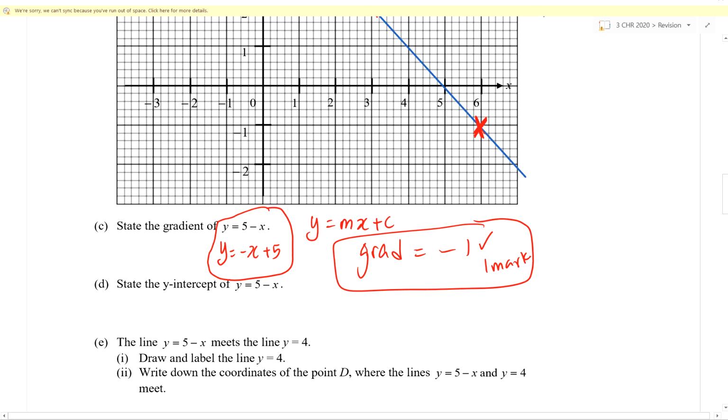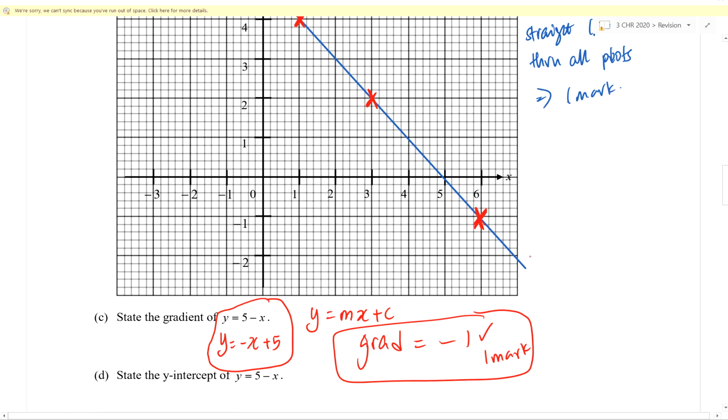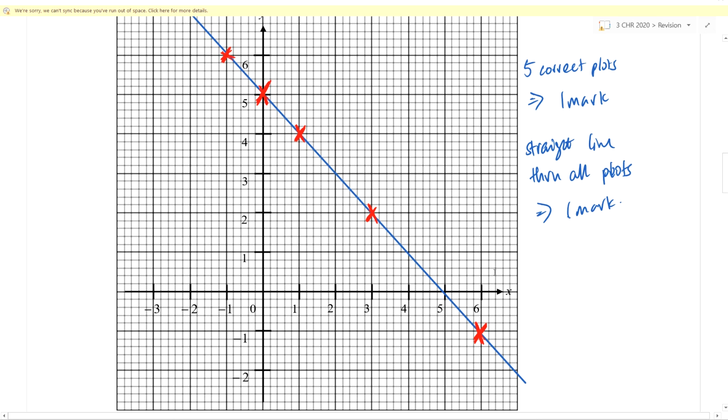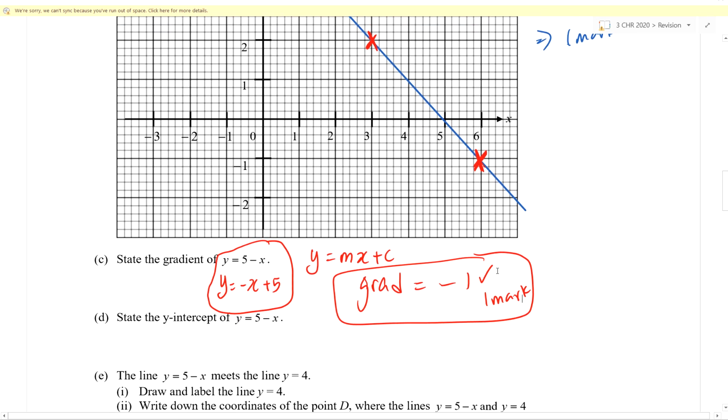Okay, now we see that the gradient is negative 1. What does a negative gradient mean to you in a graph? Slope up or slope down? Negative means slope down. Let's confirm that. Go back to our graph. Oh yes, it slopes down. Makes sense. The y-intercept over here, you can see that it cuts at 5, right? Let's look at the equation again. Oh yes, the c value is 5. So it still makes sense. So state the y-intercept. The answer is just 5. So this is also 1 mark.